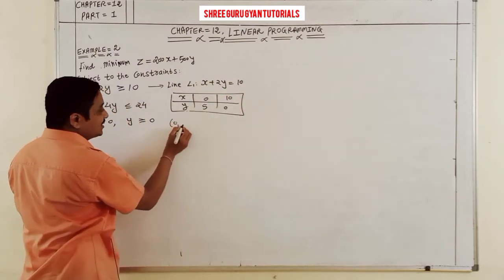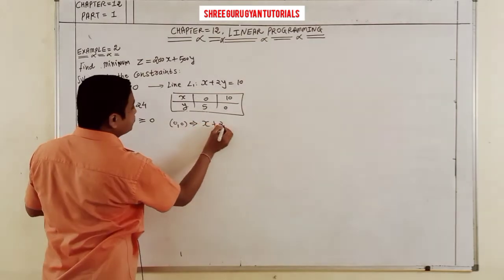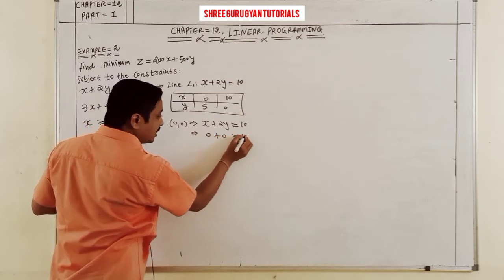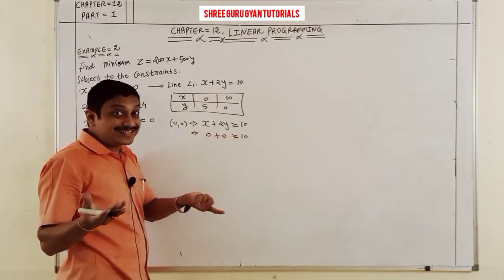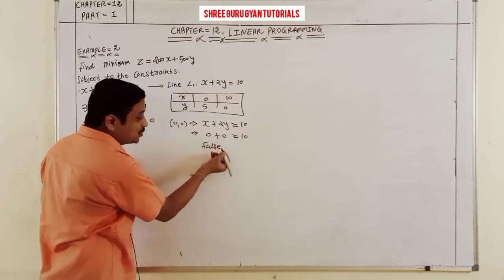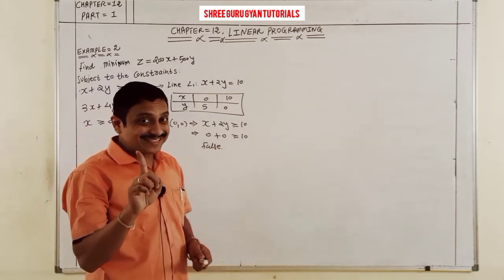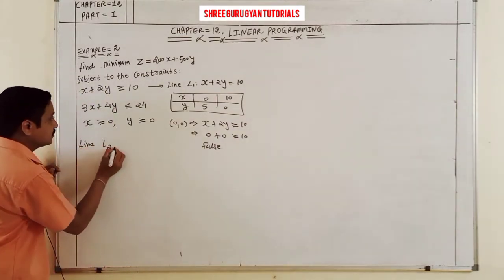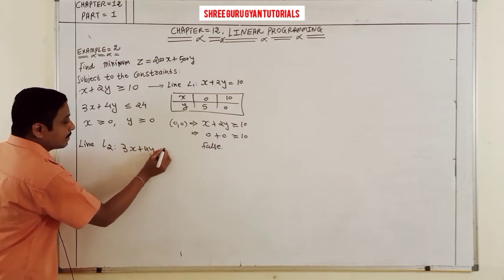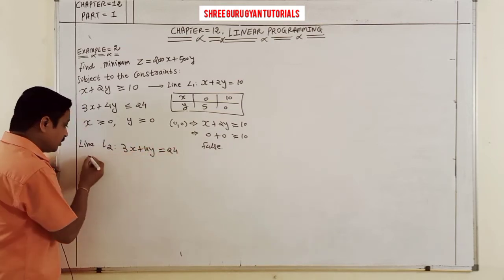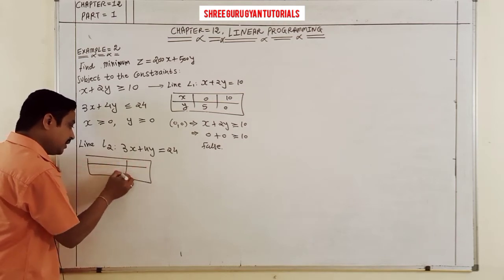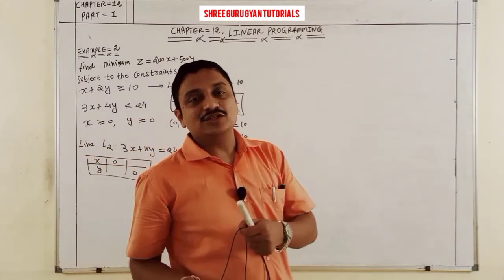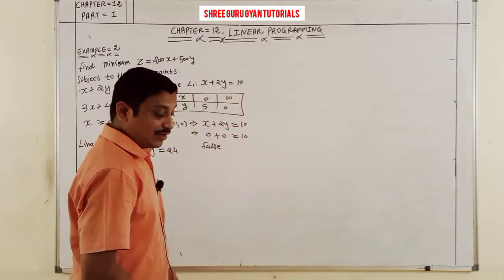Now check the origin for x + 2y ≥ 10. It gives 0 + 0 ≥ 10. Surely 0 is not greater than 10; it is a false statement, so the graph is not on the origin side. Now second, line L2: 3x + 4y = 24. Go to a simple table of values again, systematically taking x = 0 first, and then you will derive y.